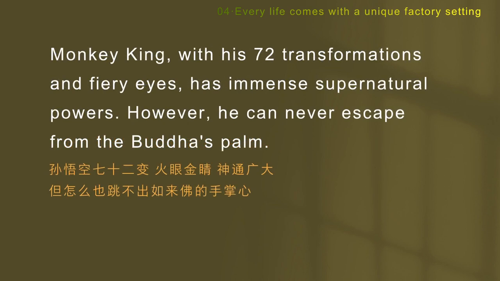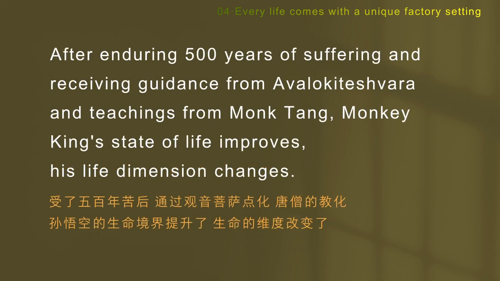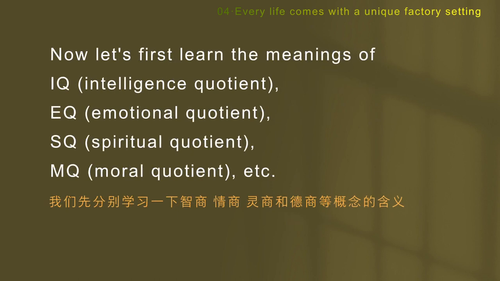Monkey King, with his 72 transformations and fiery eyes, has immense supernatural powers. However, he can never escape from the Buddha's palm. After enduring 500 years of suffering and receiving guidance from Avalokitesvara and teachings from Monk Tang, Monkey King's state of life improves. His life dimension changes. Now let's first learn the meanings of IQ, intelligence quotient, EQ, emotional quotient, SQ, spiritual quotient, MQ, moral quotient, etc.